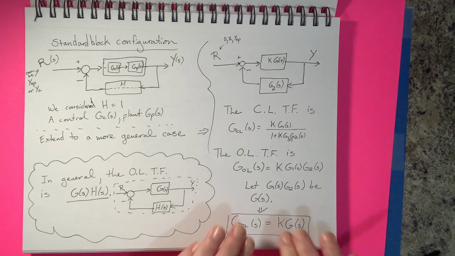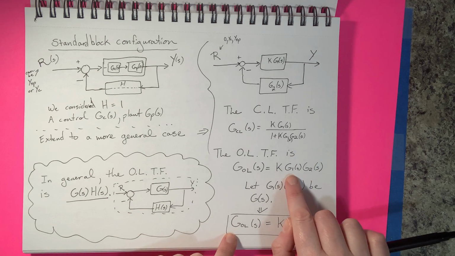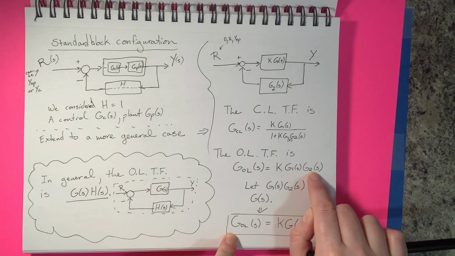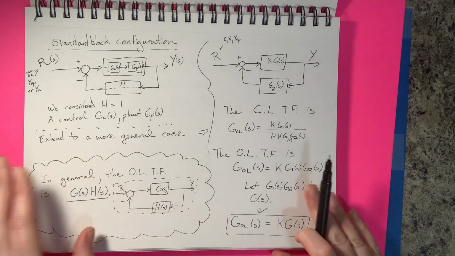If we wanted to simplify this a little bit, we can call g1 times g2 just g. We make that substitution, and we're left with this equation right here. This is the open loop transfer function that we will reference when doing root locus. Now this g right here, and we'll get to that in a moment, has a polynomial on the numerator and a polynomial on the denominator, and again we'll call those p and q.